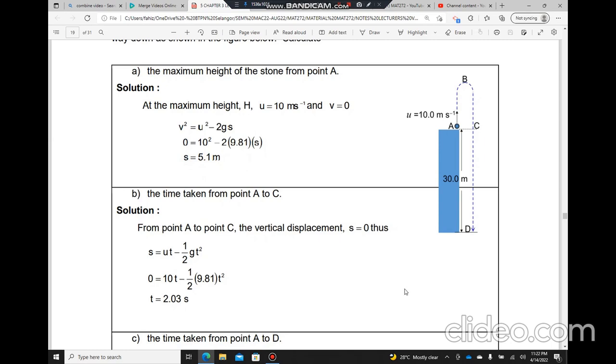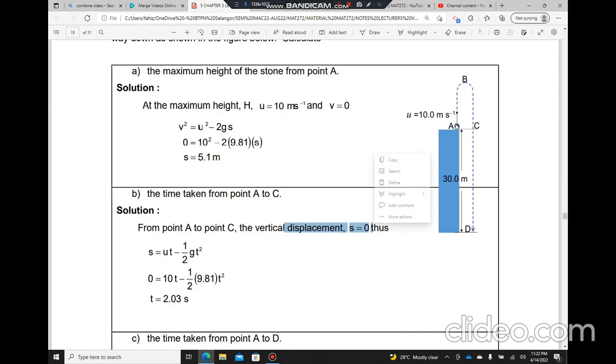Okay, the time taken from point A to C. Okay, daripada point A, maknanya dia capai kepada B and then dia balik semula ke C. Okay, so from point A to C, the vertical displacement S equals to 0. Okay, yang ni displacement ni maknanya jumlah displacement kita kena based on direction, dia beza dengan distance.